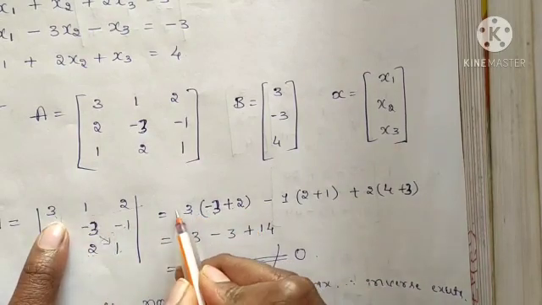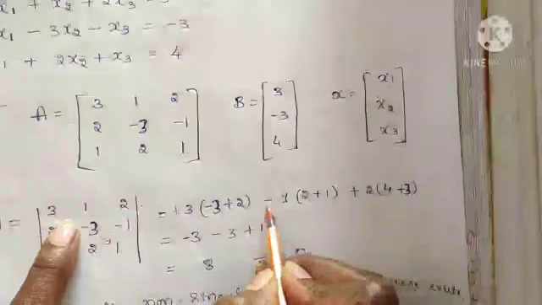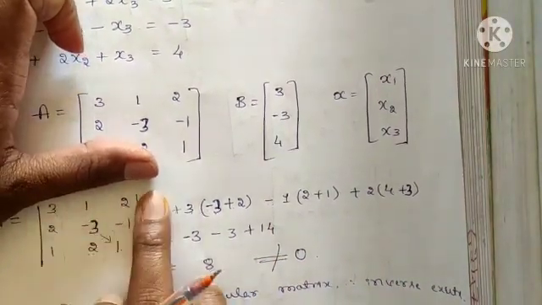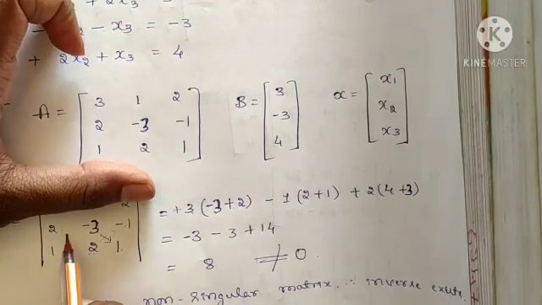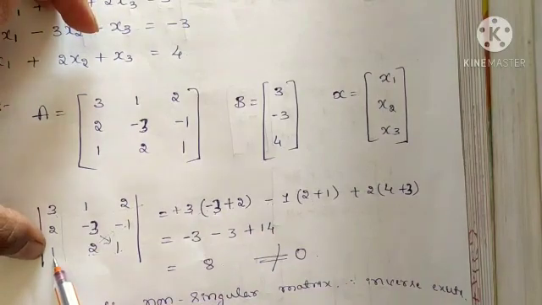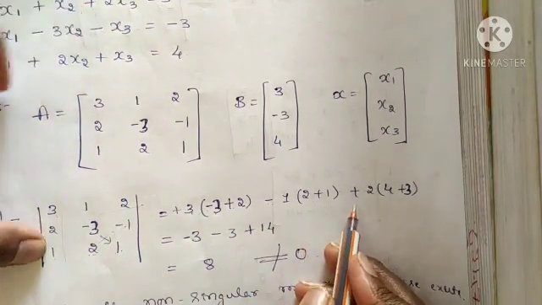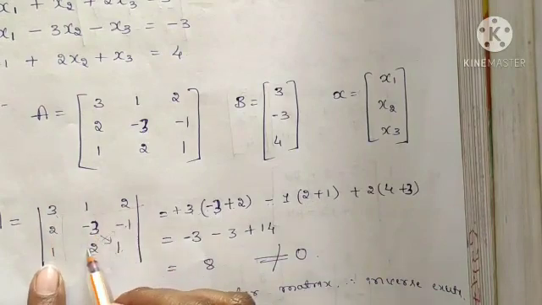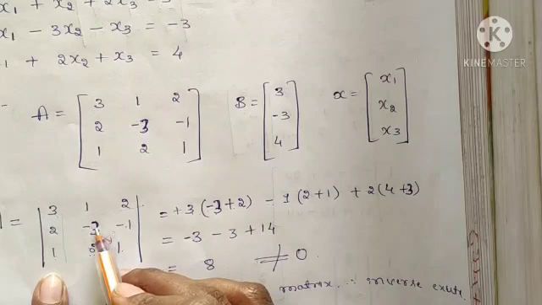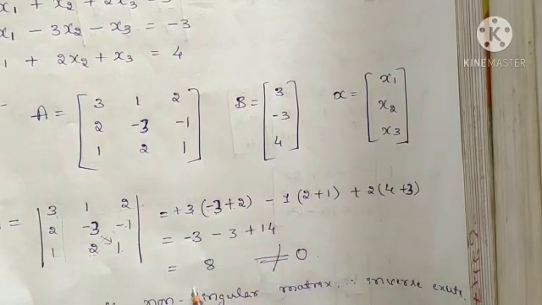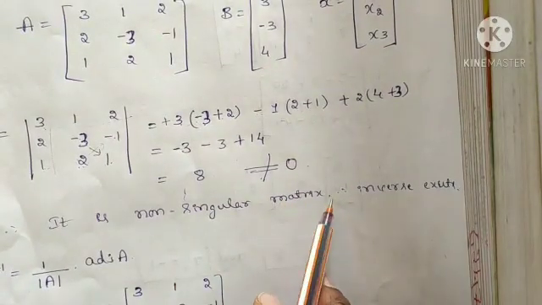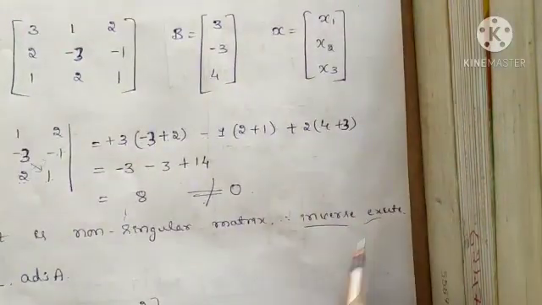Clear? Next, the first element is positive, the next element is minus 1, and you have to neglect this row and column. Therefore multiply: 2 into 1 is 2, then minus of minus becomes plus, that is plus 1, plus 2 times 2, 2 twos are 4, and then minus of minus becomes plus, that is 3 ones are 3. Now simplify these factors, you will get 8. Therefore this is not equal to 0. Therefore it is a non-singular matrix, and you conclude that the inverse exists.